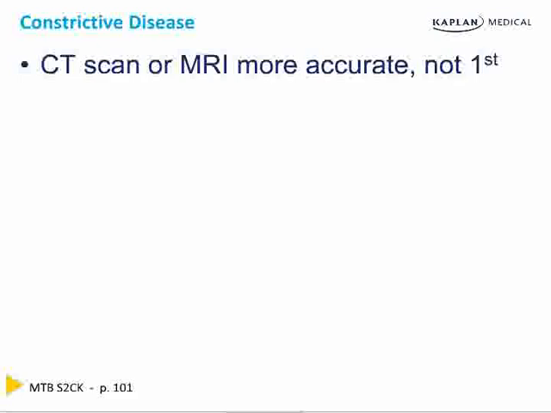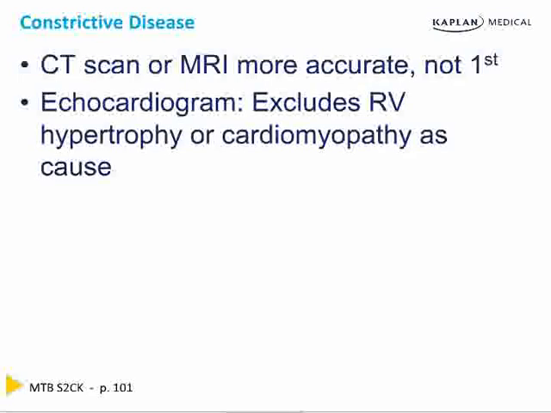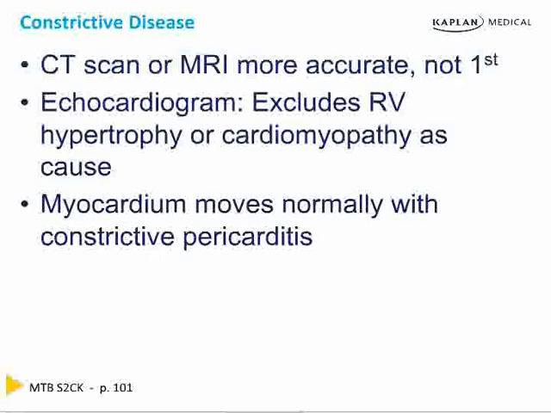Constrictive pericarditis is an anatomic disease. It has an anatomic test, an x-ray, and a CT or an MRI. It has an anatomic treatment, which is to remove it. The echocardiogram is okay, but the myocardium moves normally, and it more or less excludes other diseases. It's not so much that the echo diagnoses it as that it excludes myocardial disease.